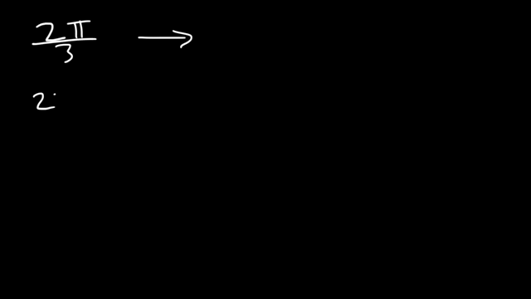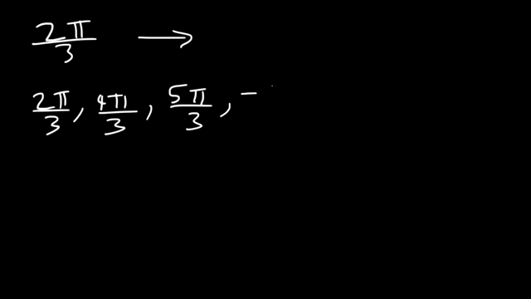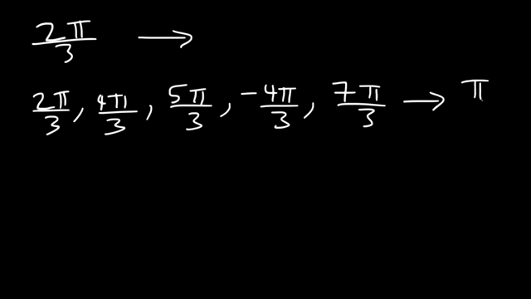So 2 pi over 3, 4 pi over 3, 5 pi over 3, negative 4 pi over 3, even 7 pi over 3. All of these, they share the same reference angle of pi over 3.